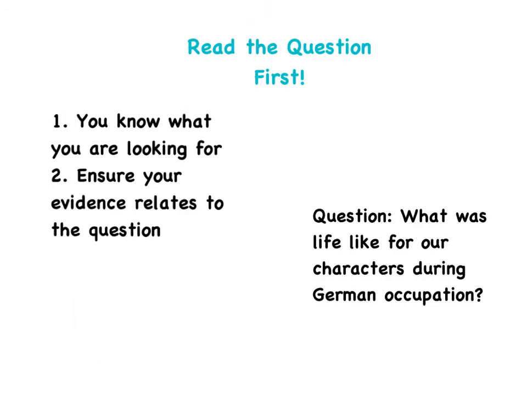Our first step is to read any question that you might have first. In Number the Stars, we're going to have guiding questions before each reading selection, but anytime you have to take notes, be sure you know what you're taking notes for. Read any questions first. This is 1, so you know what you're looking for, and 2, to ensure any evidence that you collect relates to the question. So our first question in Number the Stars is going to be, what was life like for our characters during German occupation? That's what we're going to be focusing our notes on today.